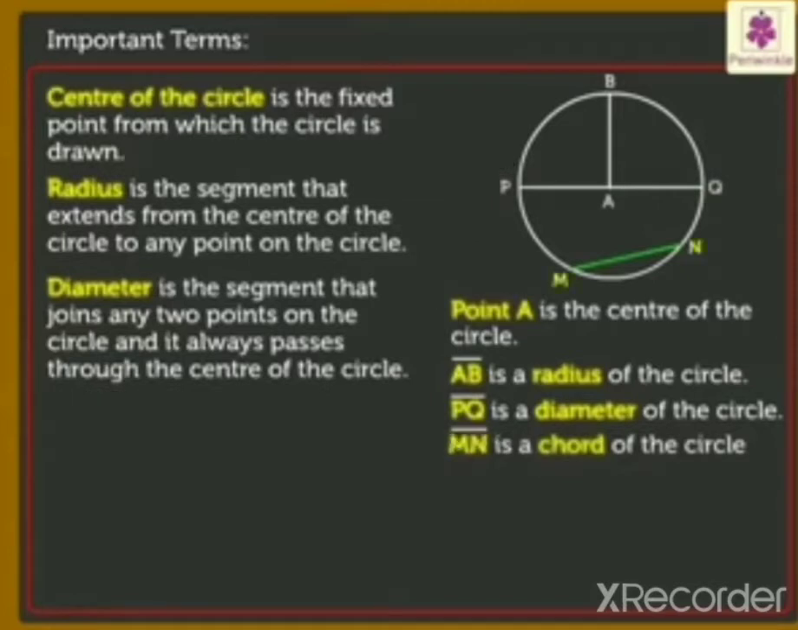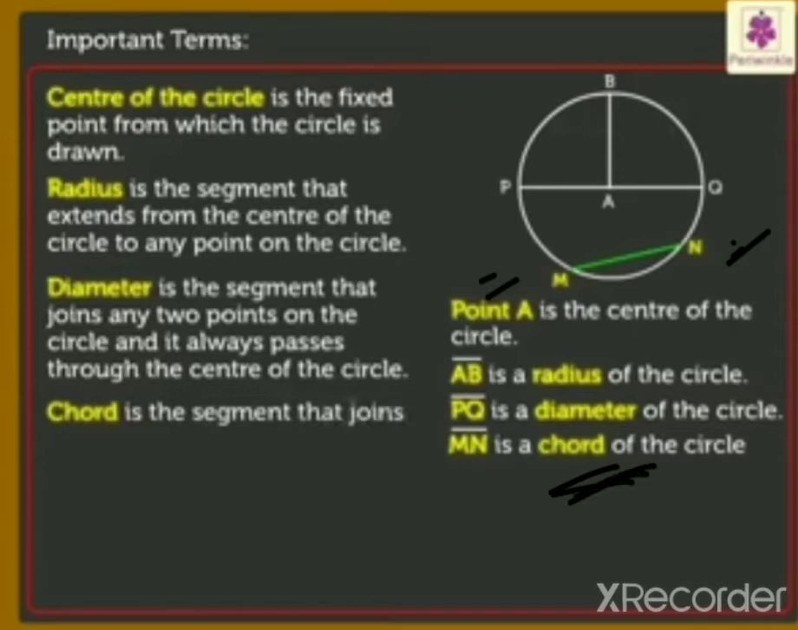Okay, now third one, chord. You can see in the picture MN, which is represented by green line. MN, this is chord of a circle. Now why it is chord of circle? Because it is joining any 2 points on the circle. Diameter was also the same condition, that it should join 2 points, but diameter always passes through center, but chord may pass or may not pass through the center of the circle. So clear what is the chord? Which joins any 2 points on the circle.